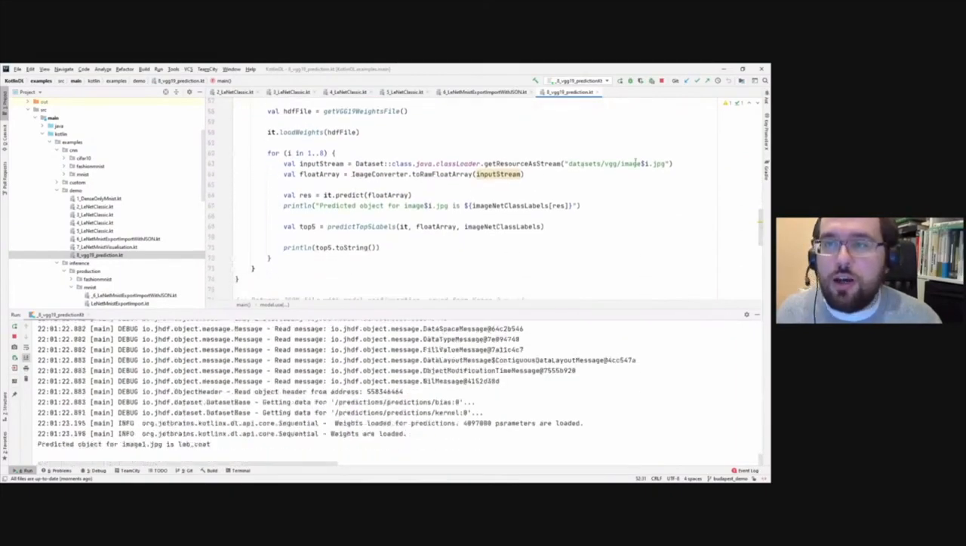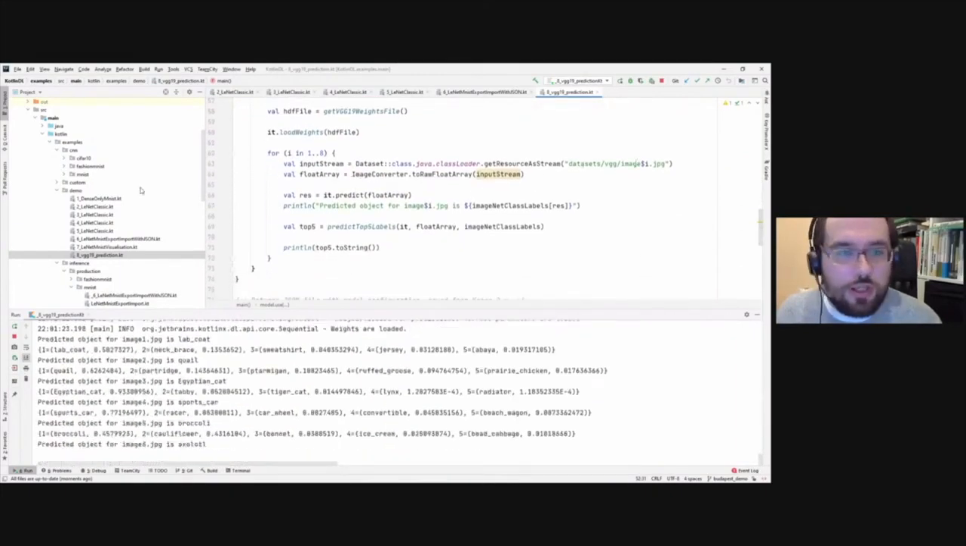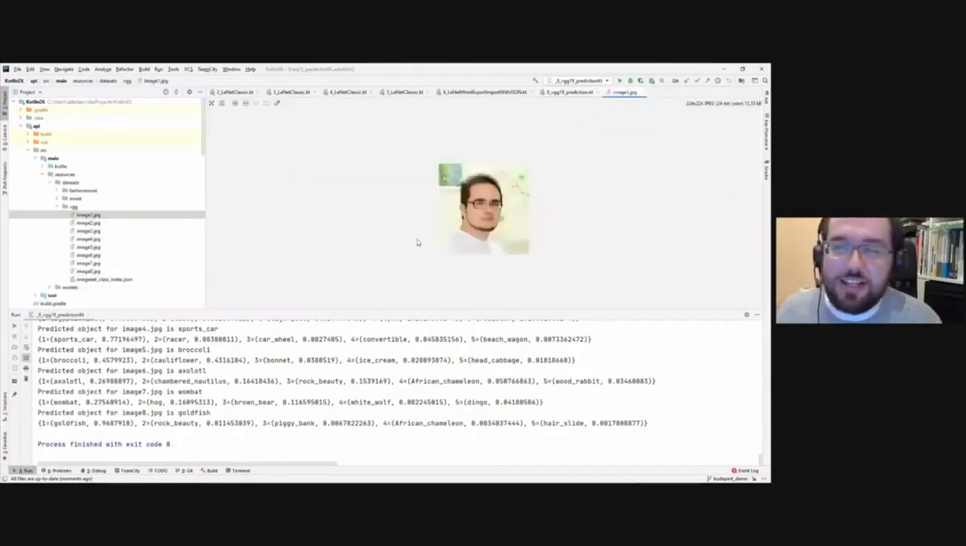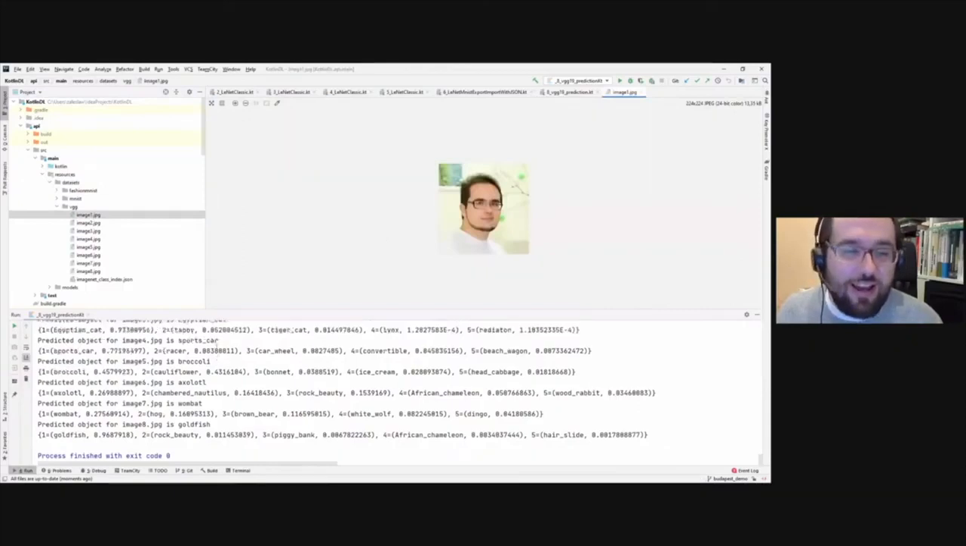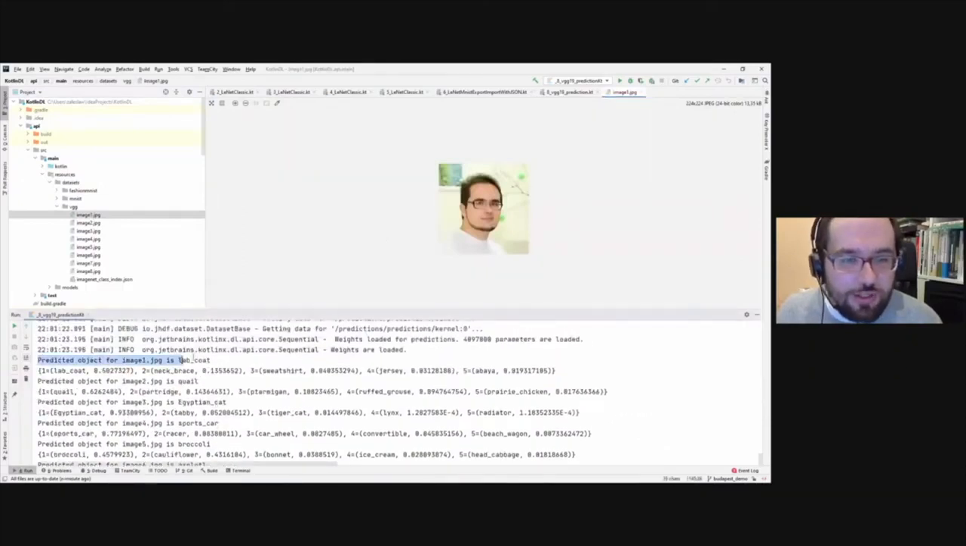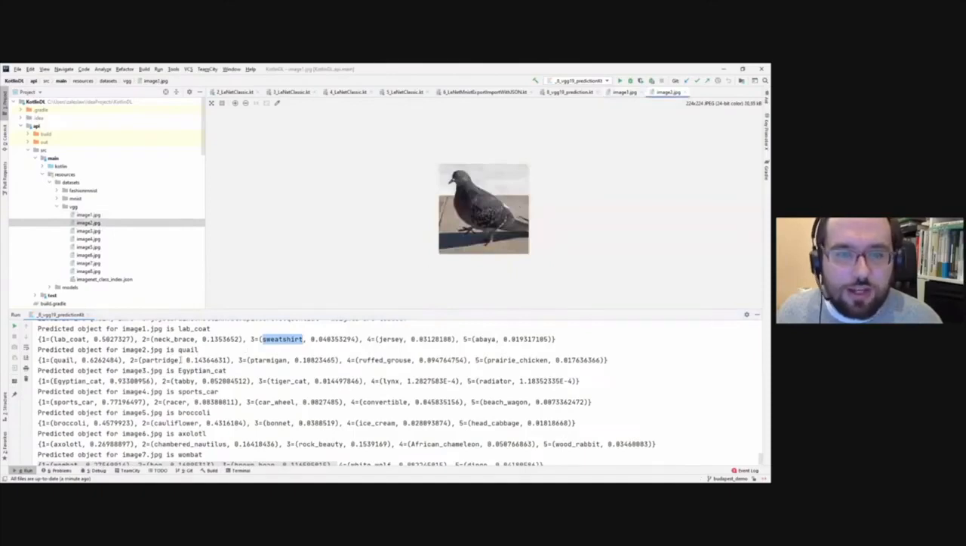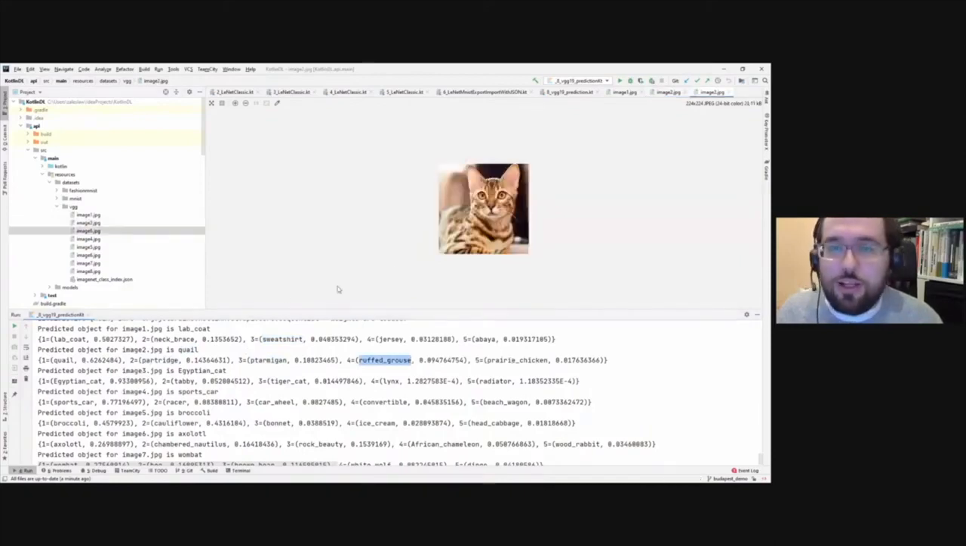So it will try to predict on a few of my photos. I will open it in just a second to demonstrate to you. For example, this is me, so young, so naive. Let's check what was predicted. Lab coat. I'm not sure. Maybe neck brace is better. Switch or jack. I'm not sure that is good. What about the second? Quail, partridge, ptarmigan, ruffed grouse, prairie chicken. Chicken. Okay, closer to chicken. So, Egyptian cat. Very good.